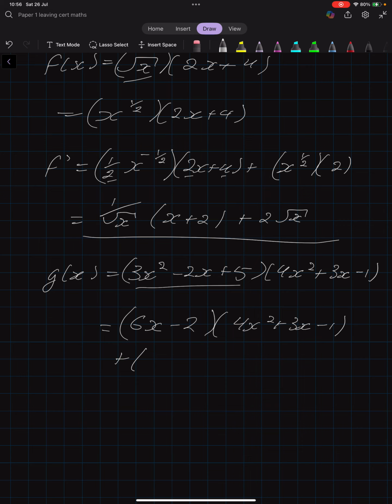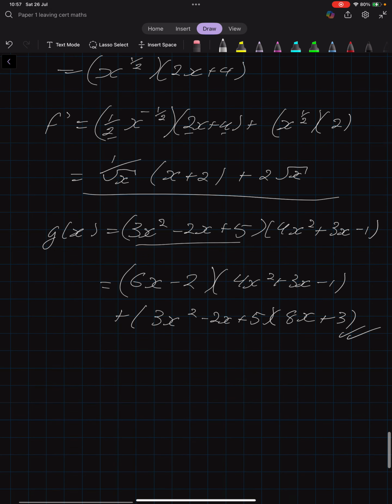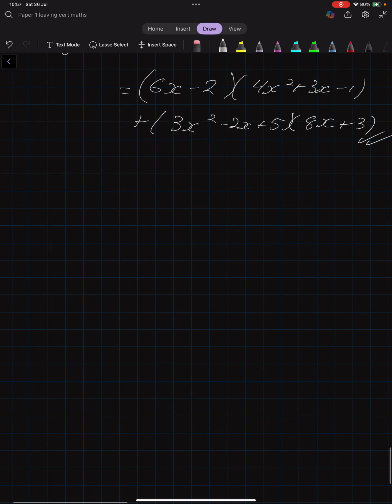plus, now it's the first thing times the derivative of the second thing. So if I differentiate the second thing, the 2 comes down, I get 8x plus 3. And again, that's it. No more work has to be done. Okay? Now, those are two product rule examples. Now we'll do a quotient rule example. Okay?